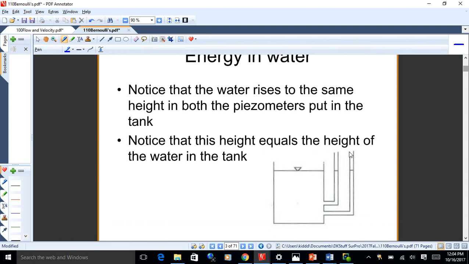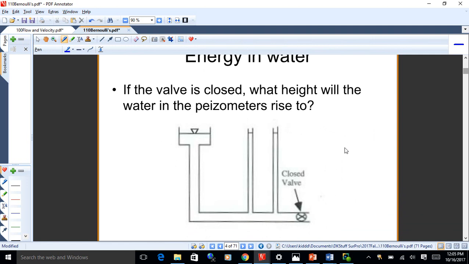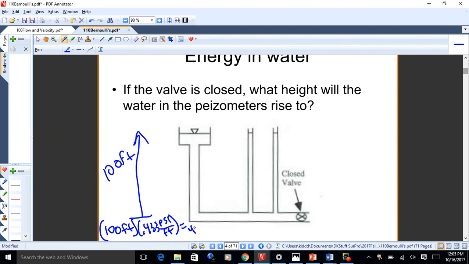Now if we really want to analyze this, let's say we got a closed valve. What's happening here is let's say we've got water at a height of 100 feet, or elevation might be a better word, but let's say that's 100 feet. From there, we can figure out the pressure down here. That'd be 100 feet times 0.433 psi per foot, so that's going to equal 43.3 psi. And that's going to be the pressure everywhere down here. So what you've got down in that pipe is 43.3 psi.